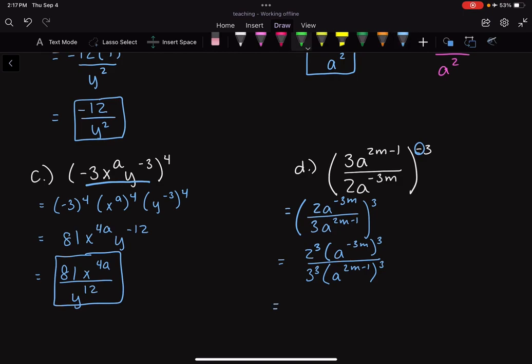So for these here, we're going to have to multiply these exponents. 2 cubed is 8. 3 cubed is 27. So I'll go ahead and get that out of the way. Here I'm doing negative 3m times 3, so that's going to give me negative 9m. So I have a to the negative 9m.